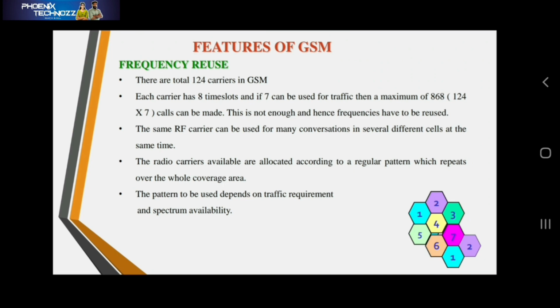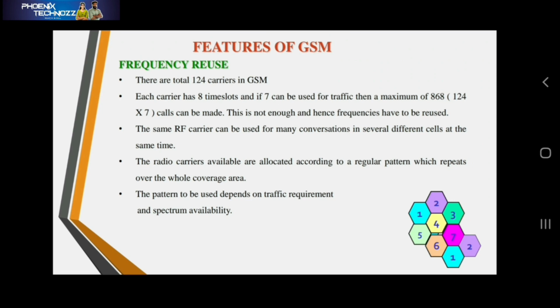So in the frequency reuse concept, the same frequency can be used by different cells which are not adjacent to each other. In this way, we can reuse the frequency for different cells which are not geographically adjacent to each other. By using this concept, we can increase the spectral efficiency of the communication system, and also we can increase the signal quality.